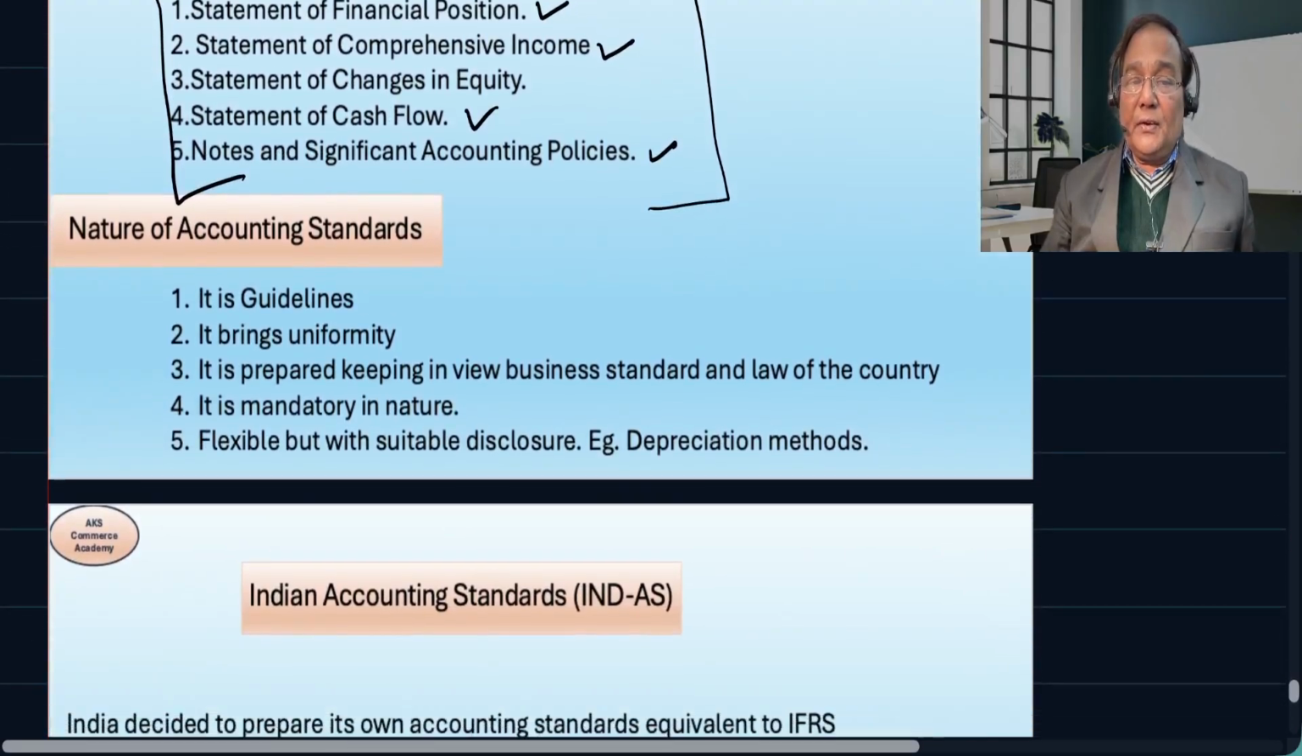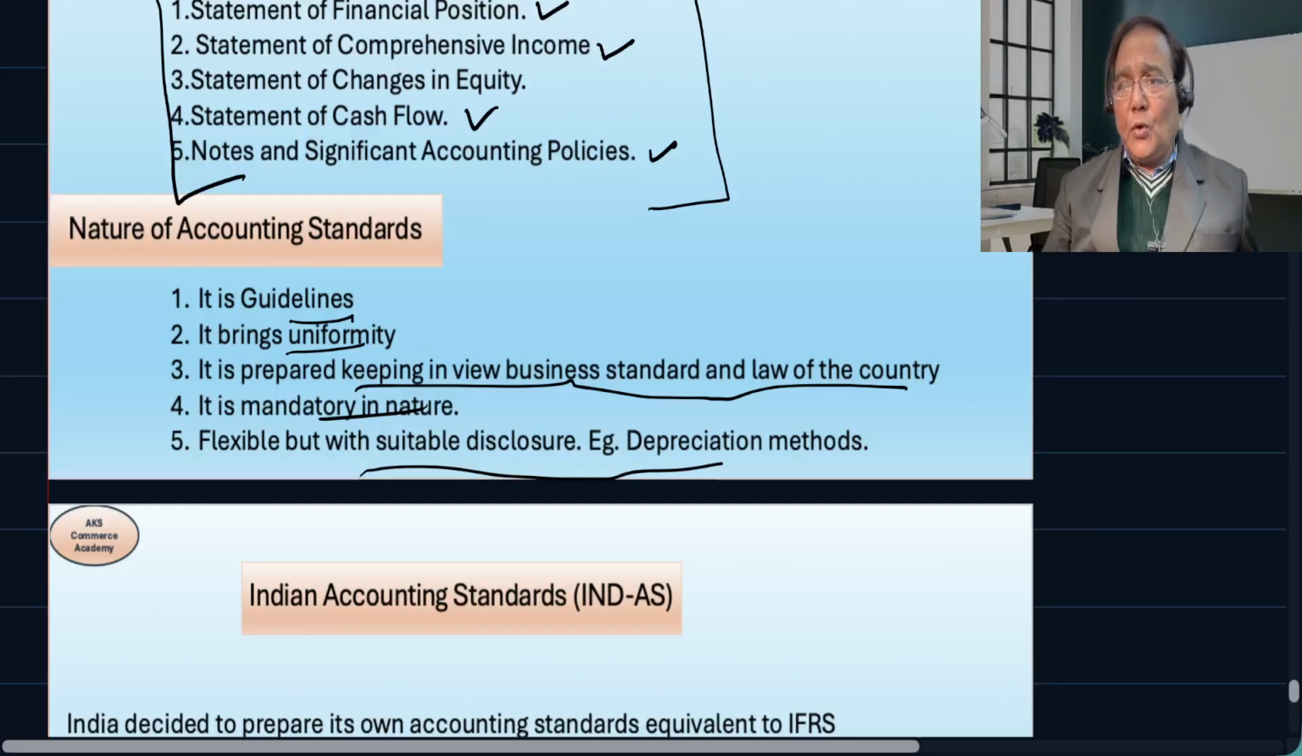Nature of accounting standards. So it is a guideline which is given there. Uniformity, prepared keeping business standards and law of the country in mind. It is mandatory in nature, flexible with... So by and large, if you look at the objective, the nature, the benefits are the same in both scenarios, be it a national level standard or an international level standard.